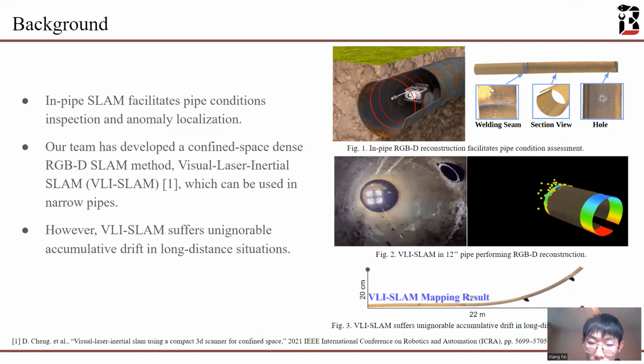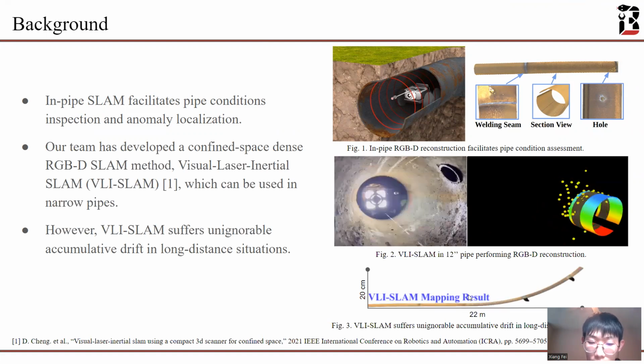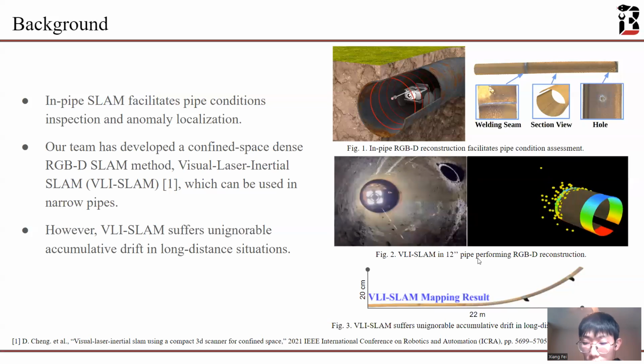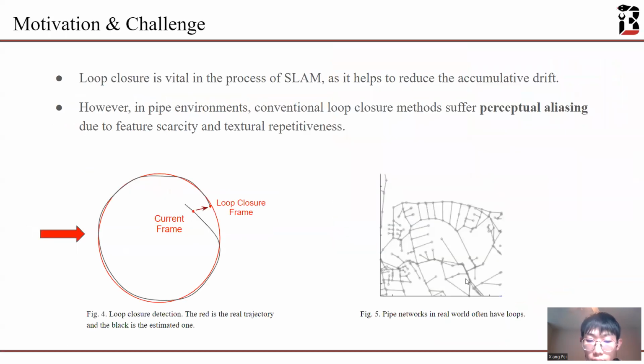However, as you can see in Figure 3, during our experiments we found that VI SLAM suffers unignorable accumulative drift in long-distance situations. Loop closure is vital in the process of SLAM as it helps to reduce the cumulative drift. The basic idea of this technique is to check whether the robot comes back to a place that it has passed before. If so, we can establish the connection between the current frame and the loop closure frame, and then actively pull the trajectory back to reduce the cumulative drift. Also, since pipeline networks often comprise one or multiple loops, loop closure is suitable and valuable for in-pipe SLAM methods to generate a globally consistent map.